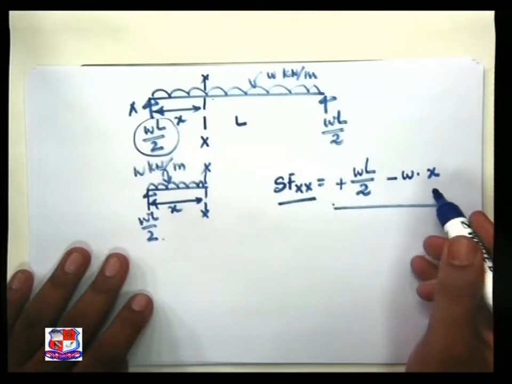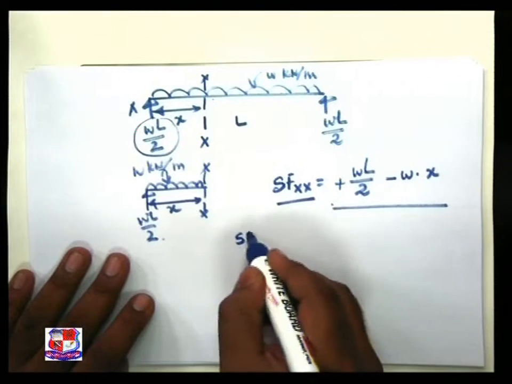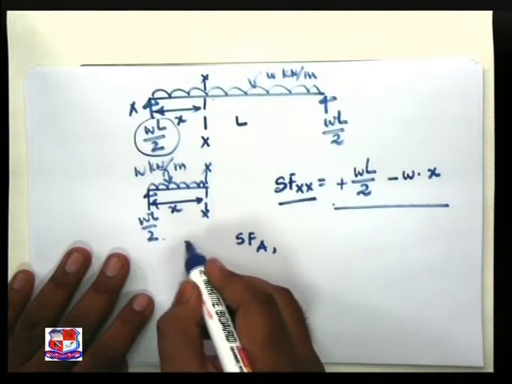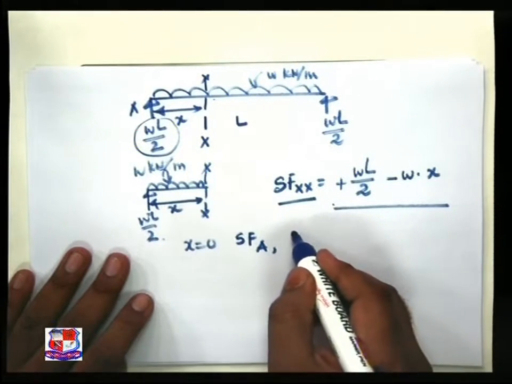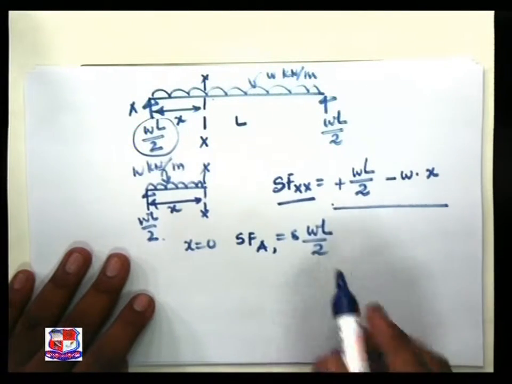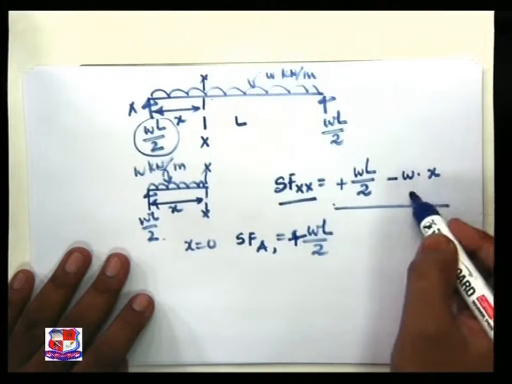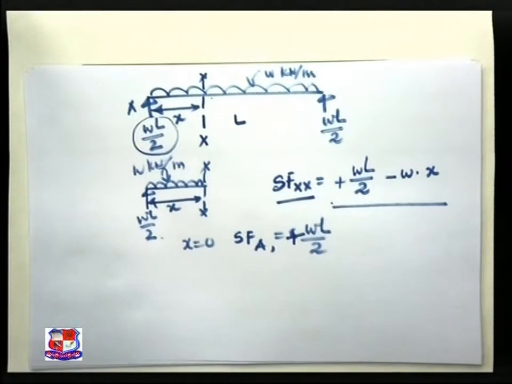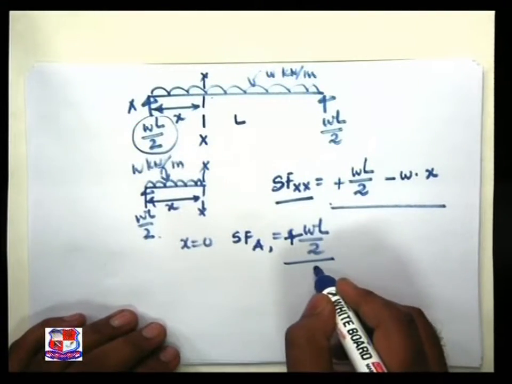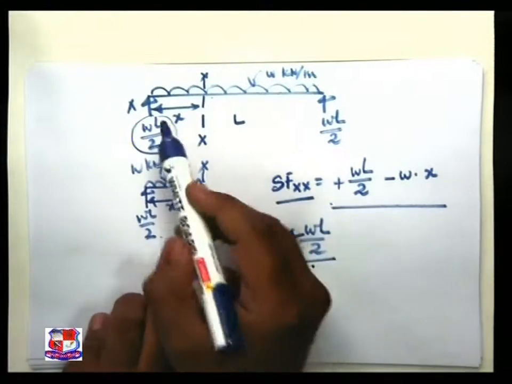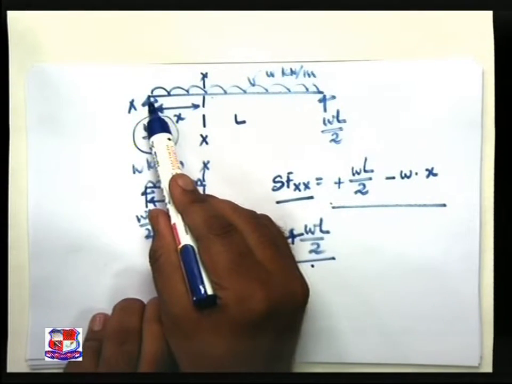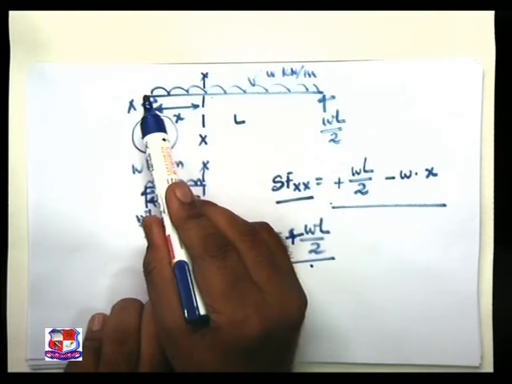Now let us find out the shear force at various important points. SF at A, where x is equal to 0, is equal to WL by 2, because this term is 0 or nullified as x is equal to 0. So the same conclusion or observation we found: the support reaction itself is the shear force at that particular point.